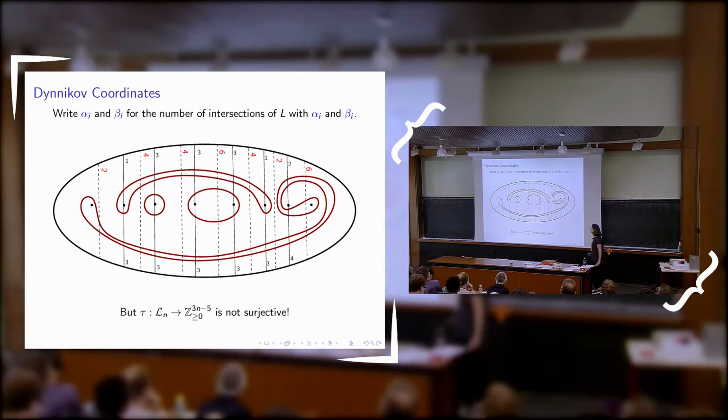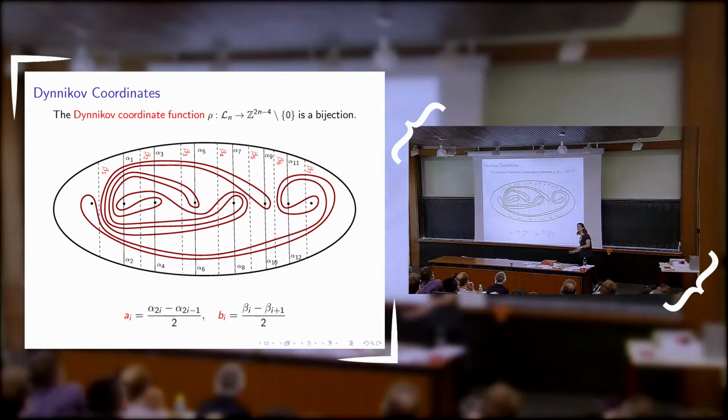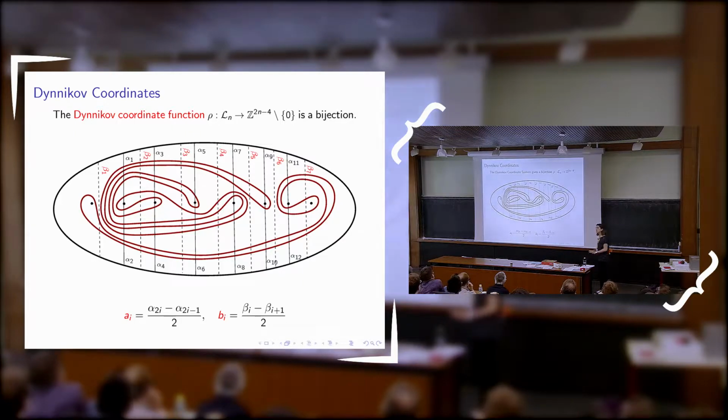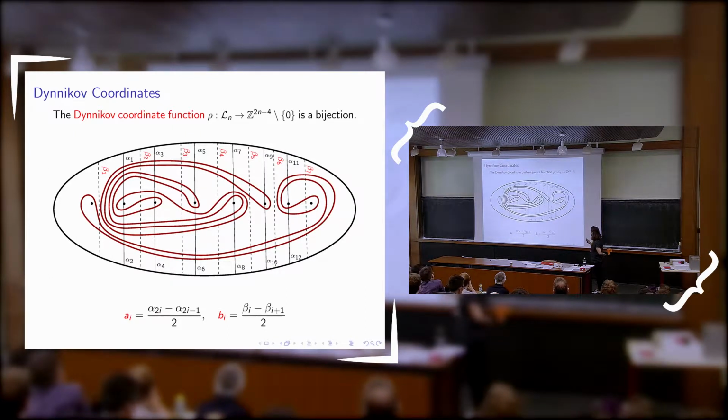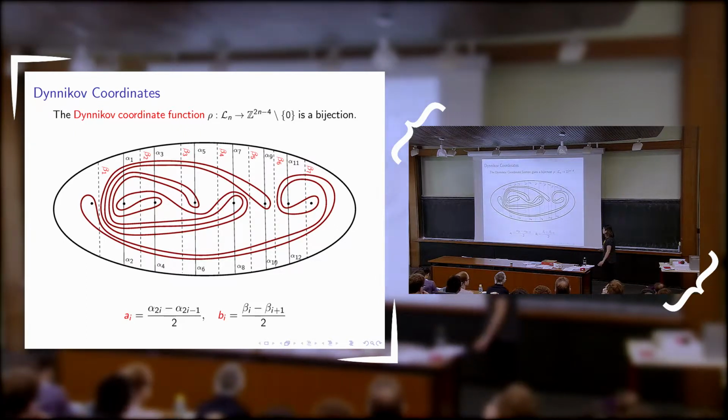So what we do is, a certain linear combination of these numbers of intersections gives you a bijection, and that's called the Dynnikov coordinate function. So the Dynnikov coordinate function is taking a multicurve on the set of multicurves here, this is the set of multicurves on the n times punctured disk, and sending it to a vector of length 2n minus 4, and it's doing it in a unique way. So this is the function.